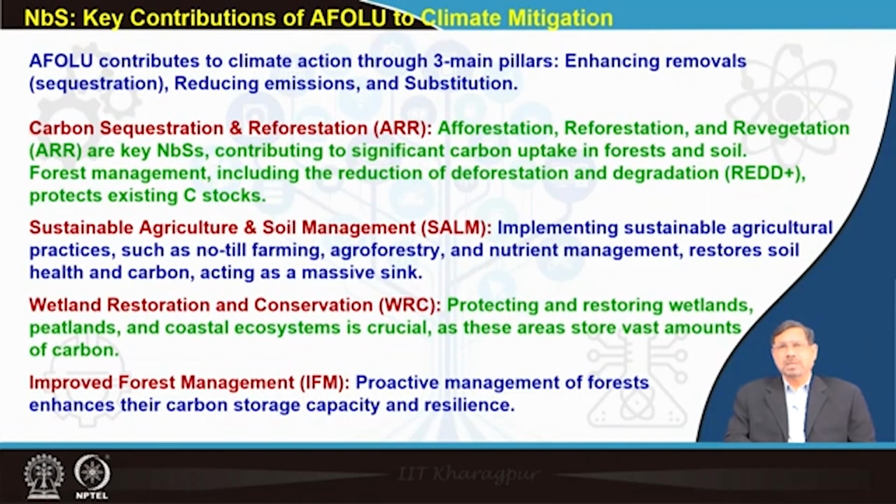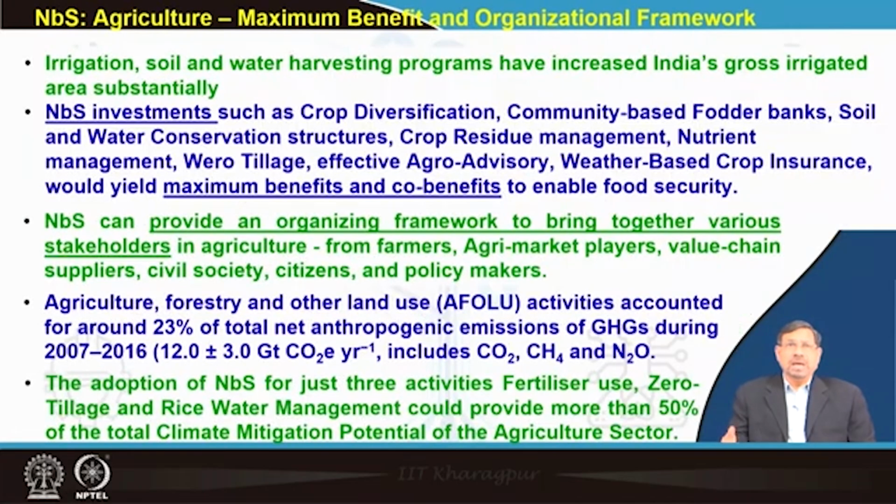Implementing sustainable agricultural practices such as no-till farming, agroforestry and nutrient management restores soil health and carbon, acting as a massive sink. Wetland restoration and conservation, WRC, protecting and restoring the wetlands, peatlands and coastal ecosystems is crucial, as these areas store vast amounts of carbon. And the fourth is improved forest management, in terms of protection and management, enhancing their carbon storage capacity and resilience.